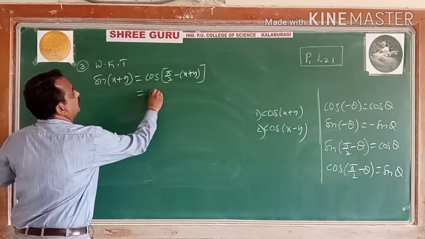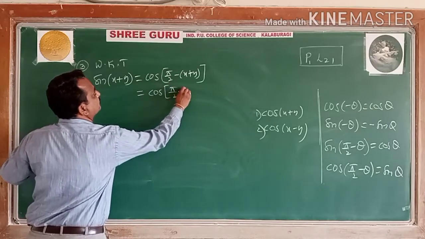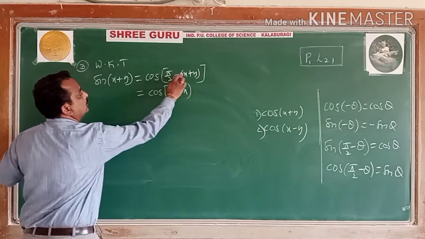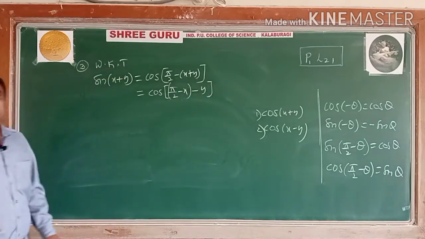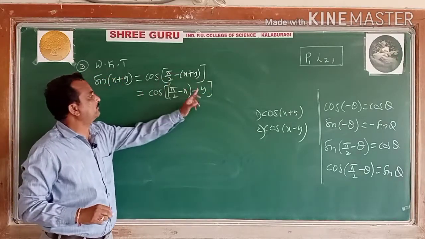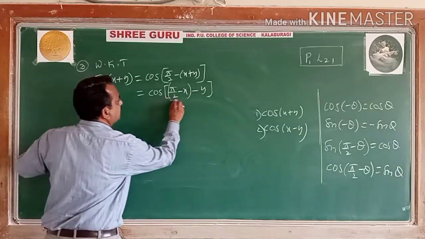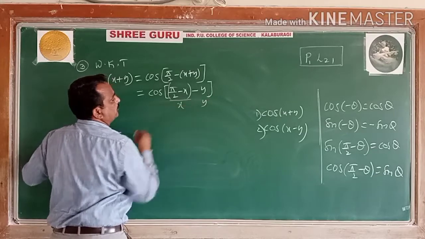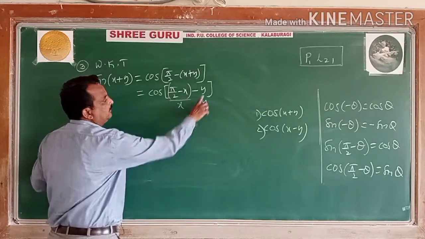Now see, shall I write this as pi by 2 minus x, and then minus of y? Clear, all of you? Pi by 2 minus x and minus of y. Already I have discussed this in the previous class also. Let us think this is x, this is y: pi by 2 minus x as a whole angle, and this is y here.